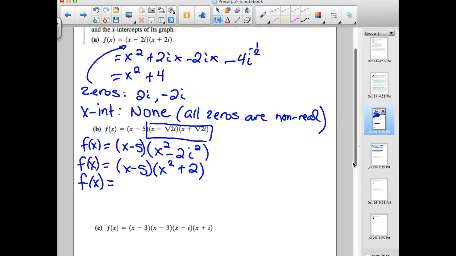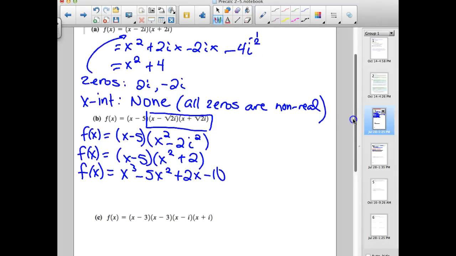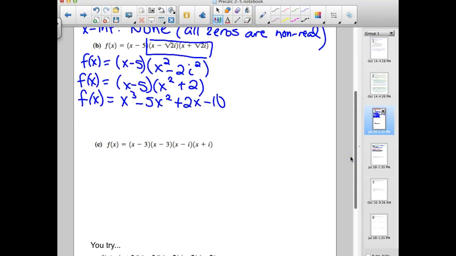So x times x squared would be x cubed. Insides will give us negative 5x squared. Outsides give us a positive 2x. And last gives us a negative 10. And I did it in that order to get it in standard form like they asked.